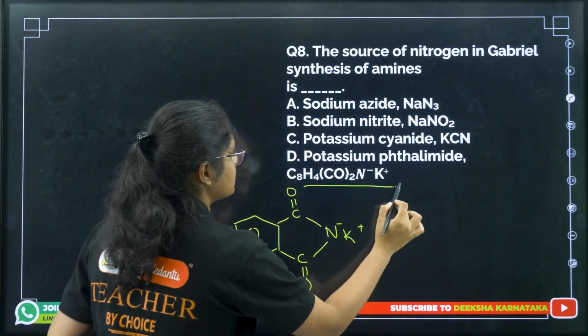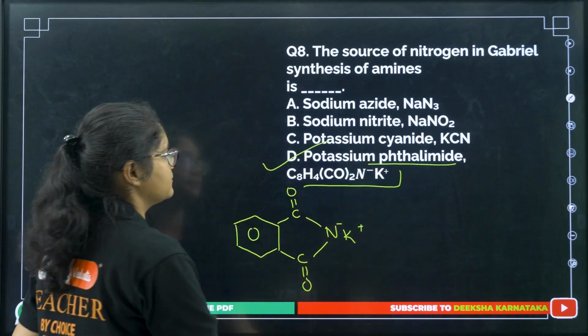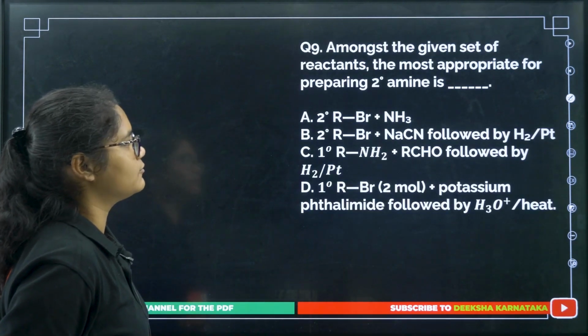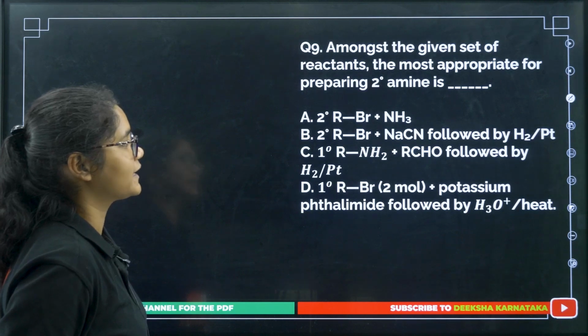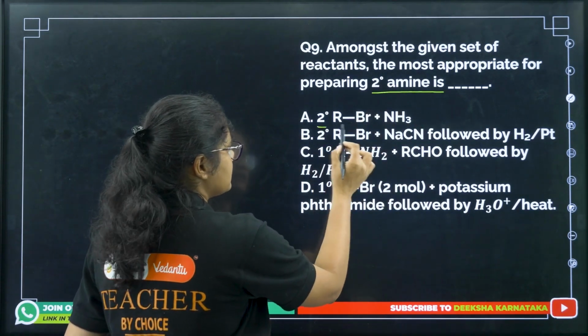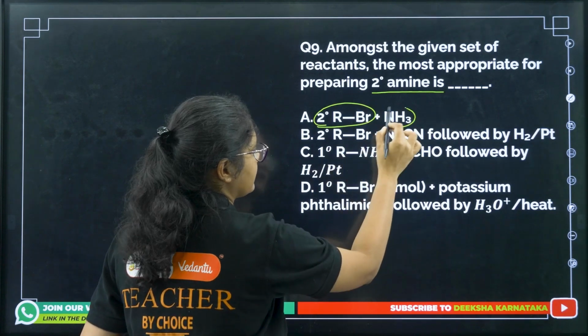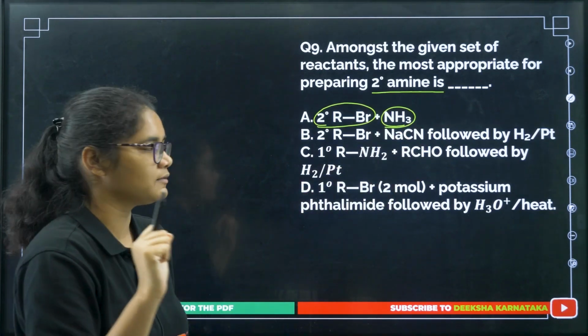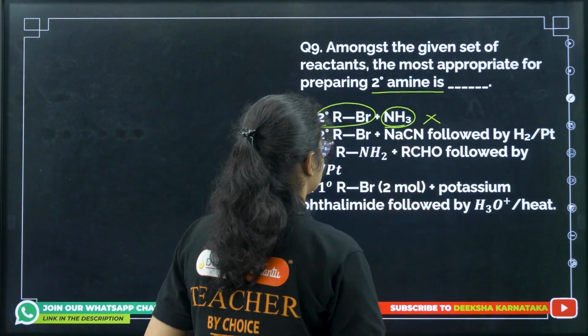So this one, potassium phthalimide, option number D. Okay. Next, amongst the set of reactants, the most appropriate for preparing the secondary amine. So we want to prepare a secondary amine. If you take secondary RX and then treat it with amine, we get a mixture of products, right? Tertiary also will be formed, quaternary will also be formed. So this is not a suitable method.